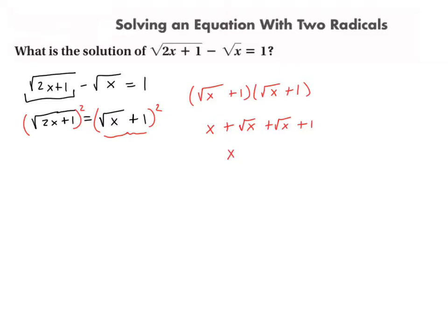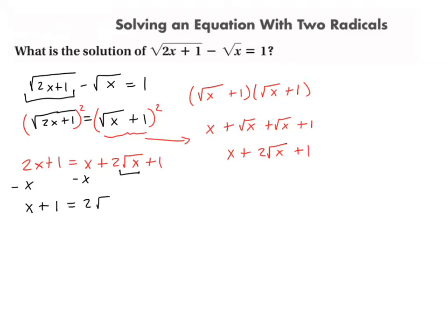Like terms in the middle give us 2 square root of x. This side on the left, it just cancels out, so we've got 2x plus 1 equals x plus 2 square root of x plus 1. And now we're just going to try to get everything away from this new square root here. So we're going to move the x over, so we're going to subtract it. So we've got x plus 1 equals 2 square root of x plus 1. Subtract the 1. So x equals 2 square root of x.